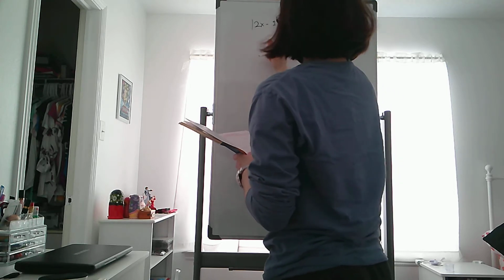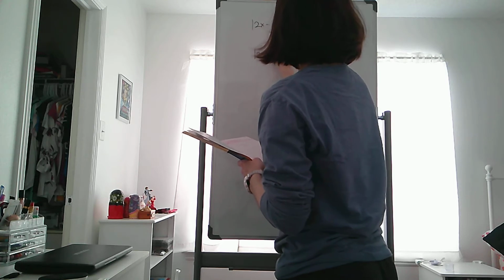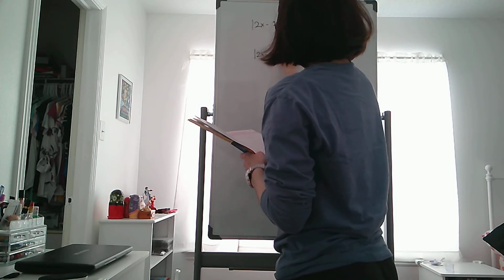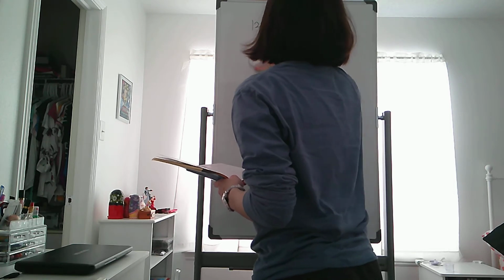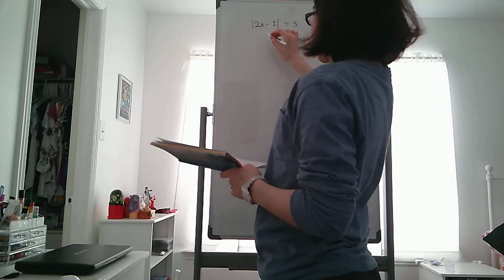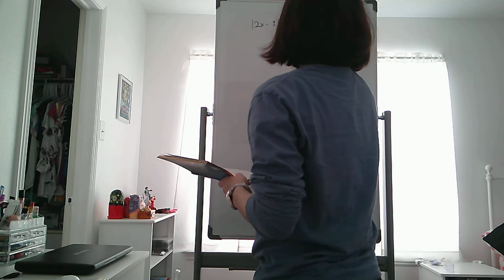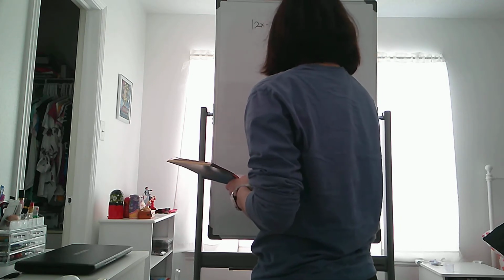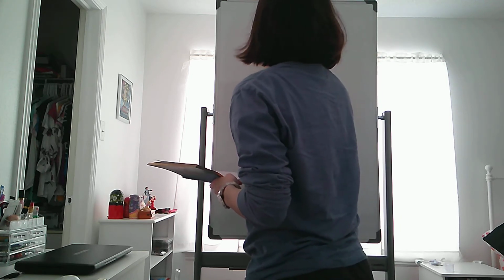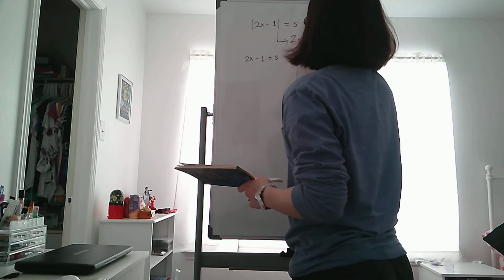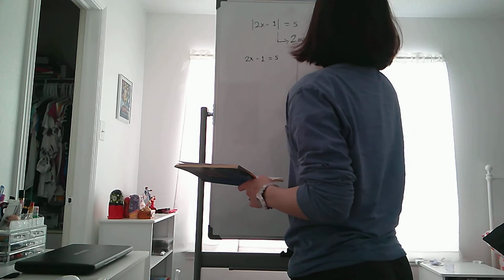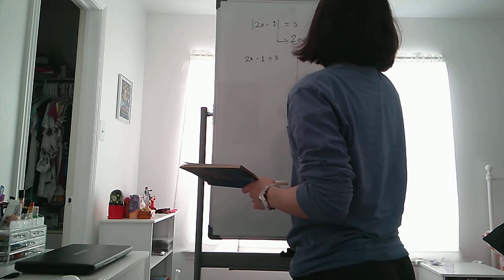Okay, so two equations. We're already breaking down the absolute value, so it's already written: the absolute value of 2x minus 1 equals 5. That means we can have 2x minus 1 equals 5, positive 5, or 2x minus 1 equals negative 5.